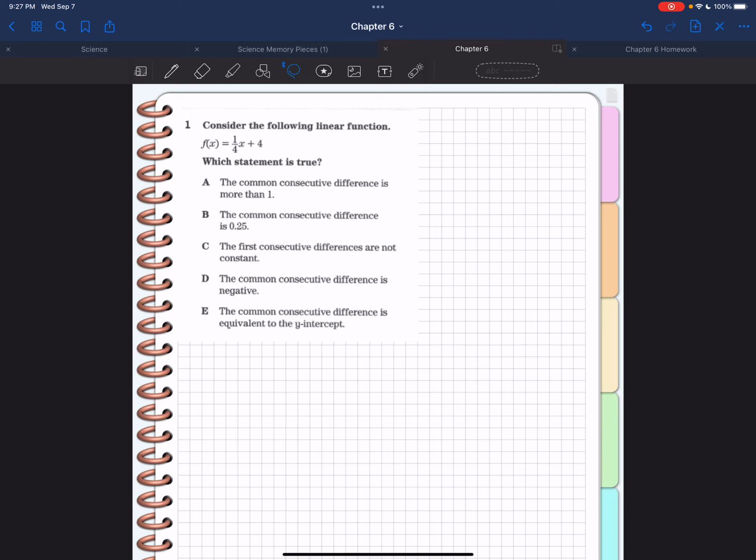It says to consider the following linear function. Which statement is true? The common consecutive difference is more than 1. The common consecutive difference is 25 hundredths. The first consecutive differences are not constant. The common consecutive difference is negative, or the common consecutive difference is equivalent to the y-intercept.